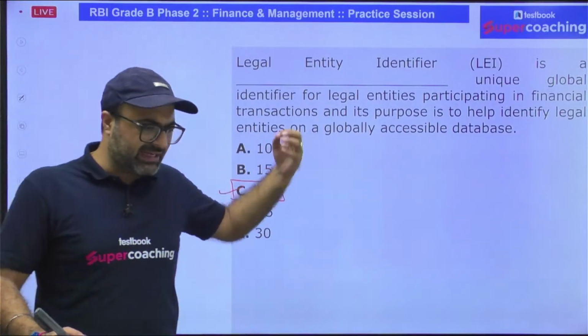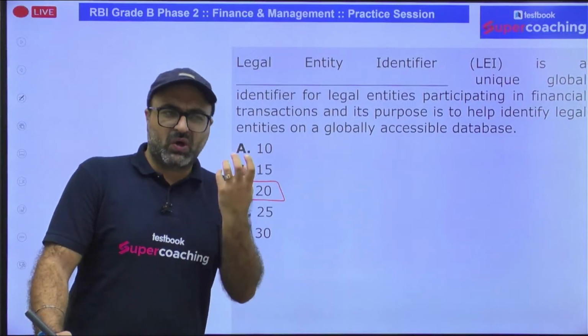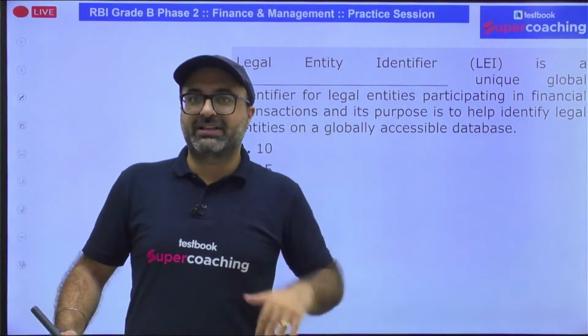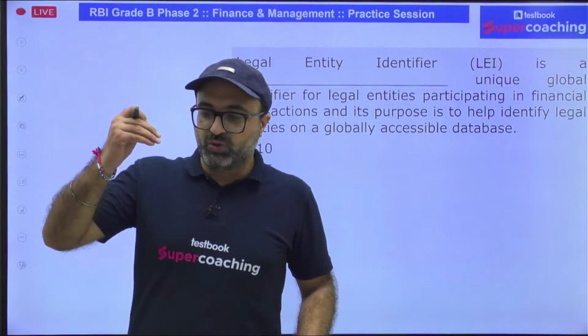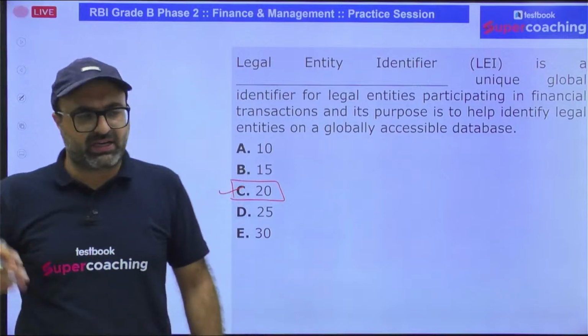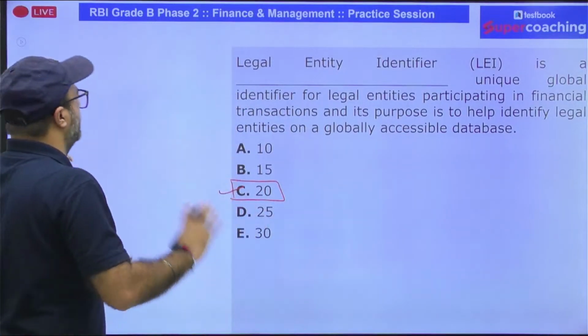Banks should encourage the borrowers or the investors or the participants to apply for these legal entity identifiers so that they can be allowed to make huge transactions not only on the domestic level but on the international level as well. Clear, guys? Clear? Moving on to the next question.